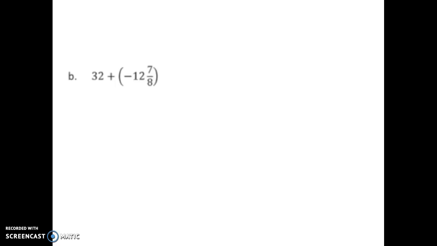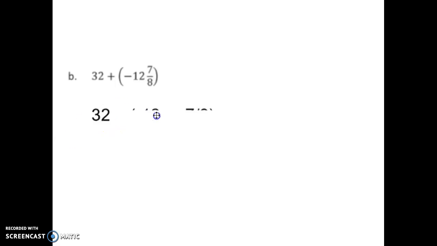And then for letter B, we're not going to solve this whole problem together, but I do want to give you a little bit of a head start. Right now I have an addition problem, so there's nothing I need to rewrite. I have 32 plus negative 12 and 7/8. But what I really want to do, so I don't make any silly mistakes, is to realize that the negative 12 and 7/8 is really in 2 parts.